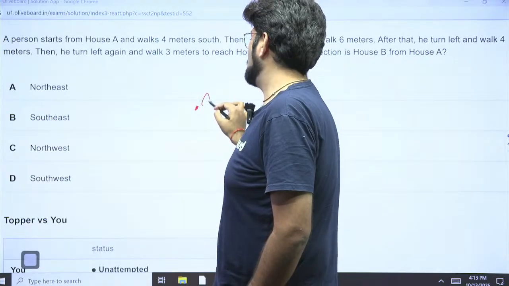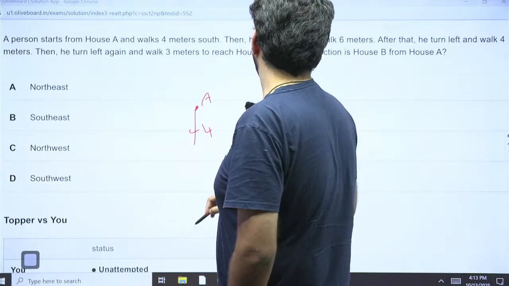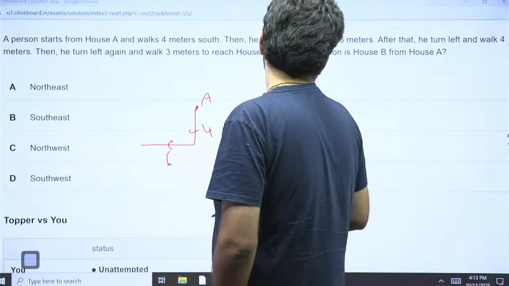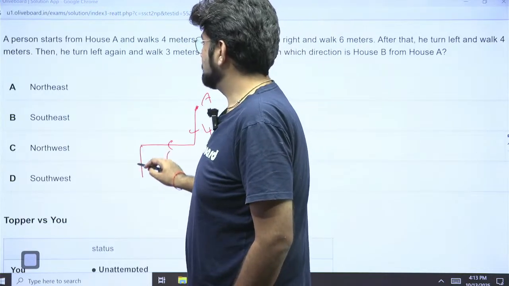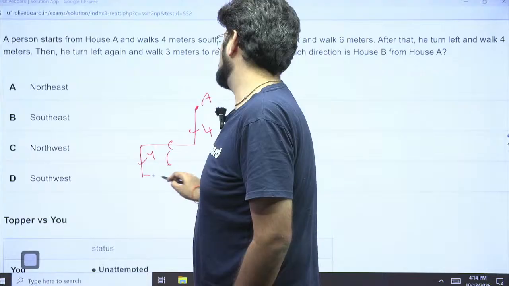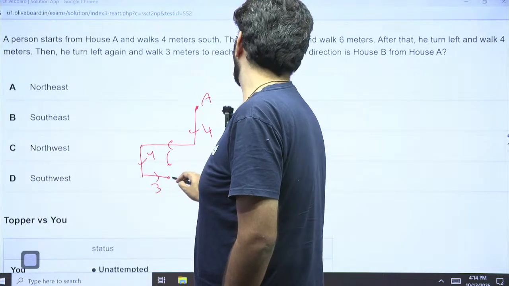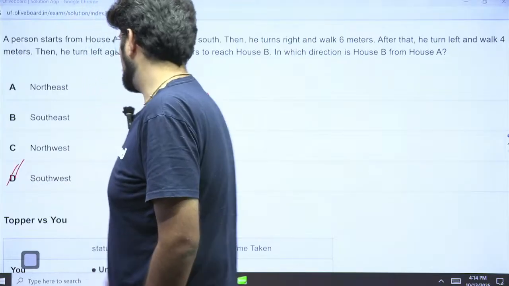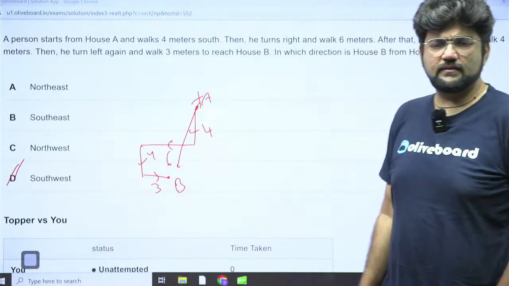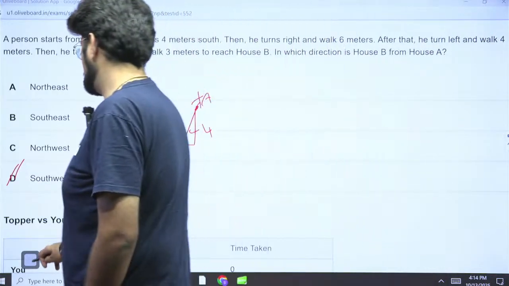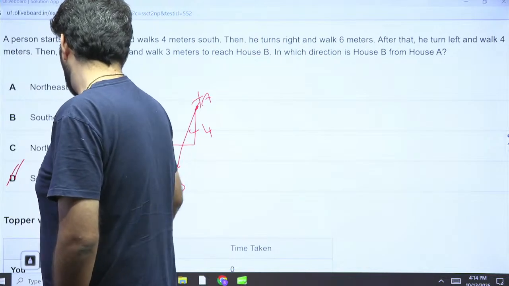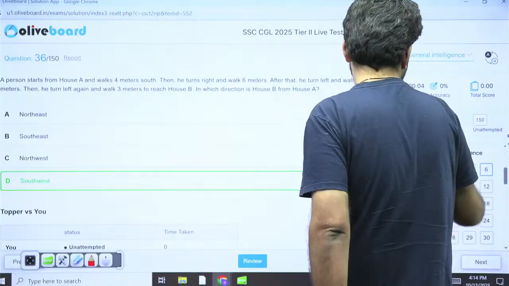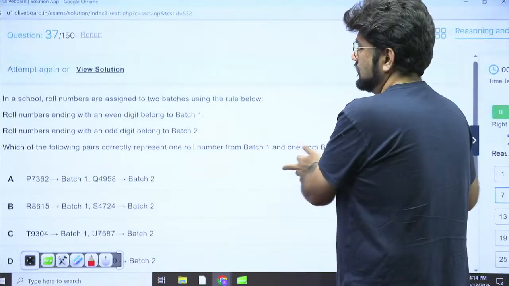A person starts from house A and walks 4 meters south. Okay, from house A, he walks 4 meters south. Then he turns right and walks 6 meters. He turns right and walks 6 meters. After that, he turned left and walked 4 meters. Then he turned left again and walked 3 meters to reach house B. Which direction is B from A? Southwest. Option D. Not an issue, I believe it's quite easy. 49 seconds. Okay, this is also a lot, but it's still workable.